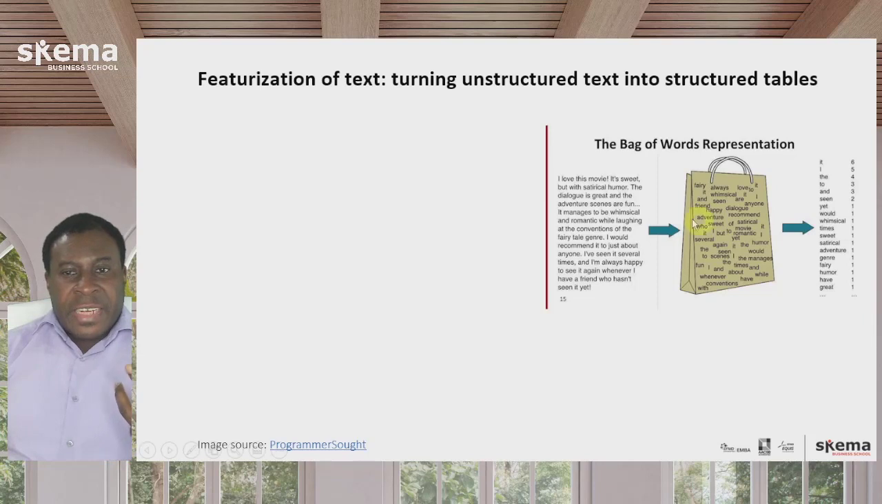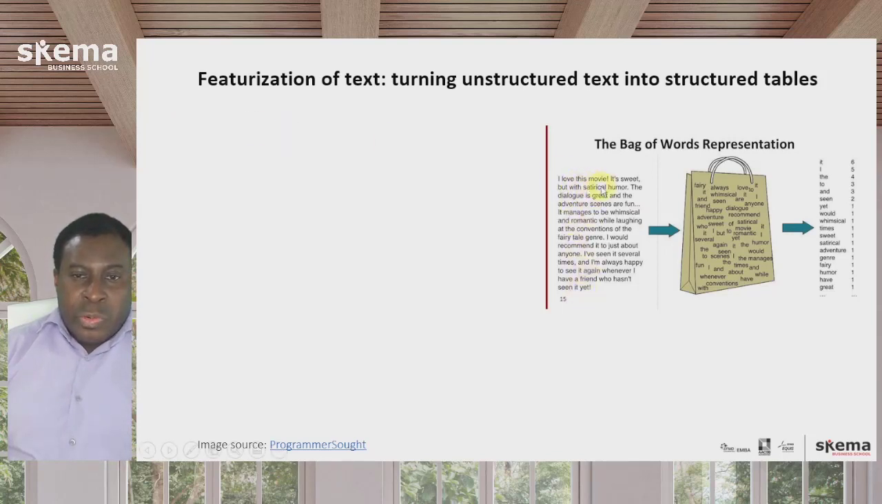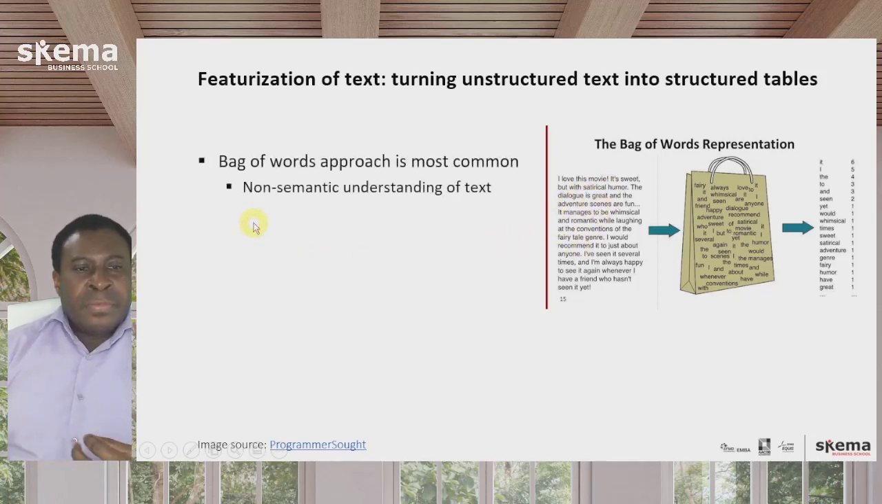This is called vectorization or featurization of text, turning unstructured text into structured tables. So here's an example of what I mean by unstructured text. I love this movie. It's a sweet, but satirical humor. So someone has a lot of rich content of what they've said about it. The most common approach is called the bag of words approach.